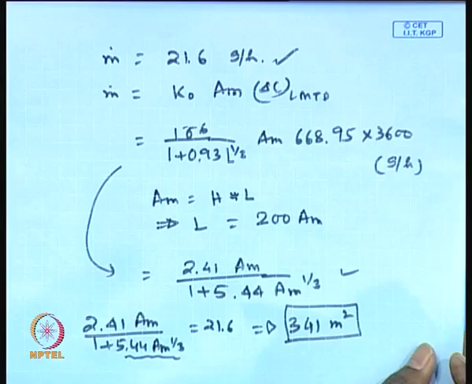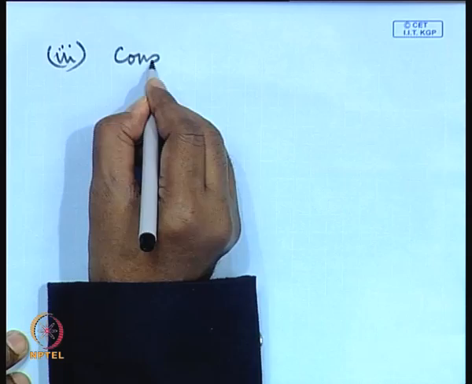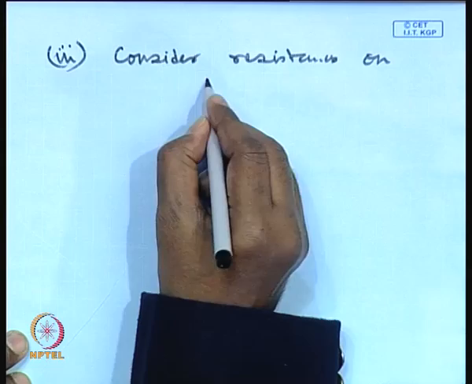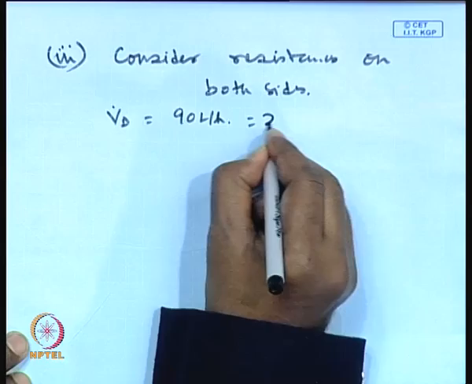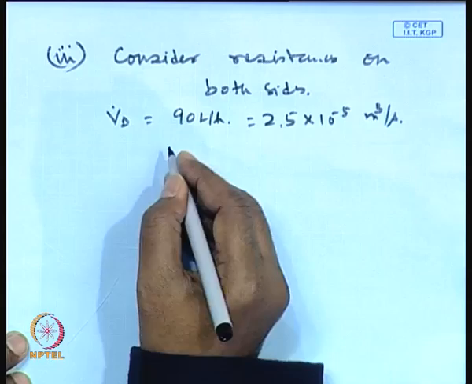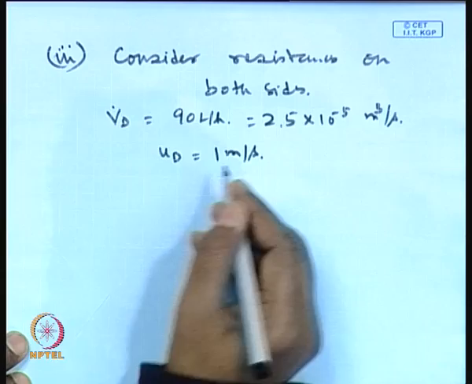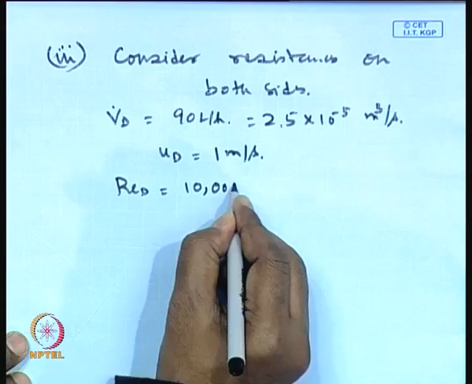Now, in the third case, we will be considering resistances on both sides. So, you can calculate the velocity in the dialysate side. This turns out to be 2.5 into 10 to the power minus 5 meter cube per second, and the dialysate side velocity will be 1 meter per second, and the Reynolds number in this particular problem turns out to be 10,000. So, it is in the turbulent regime.